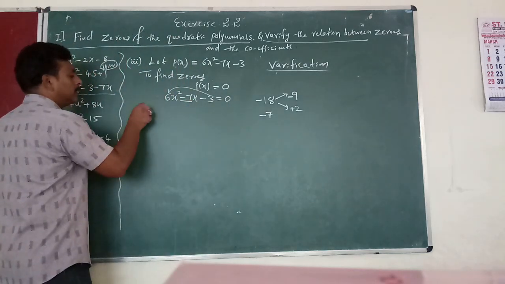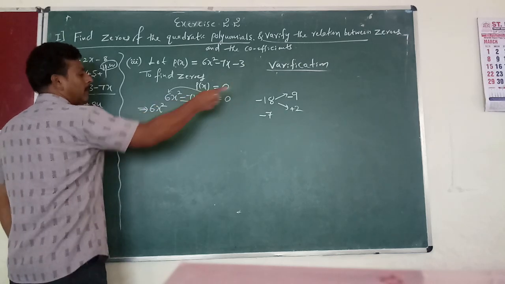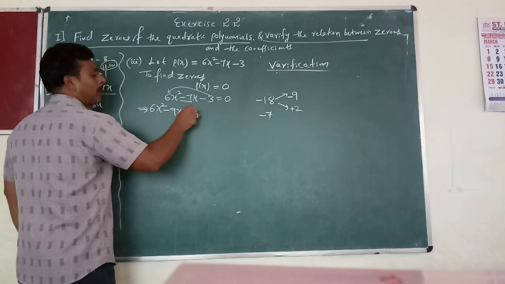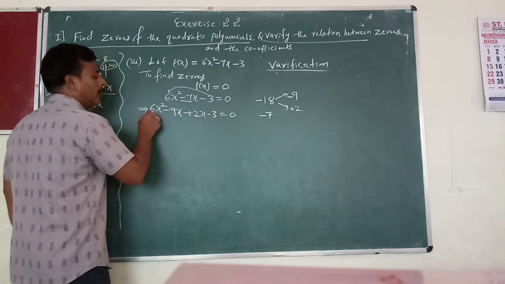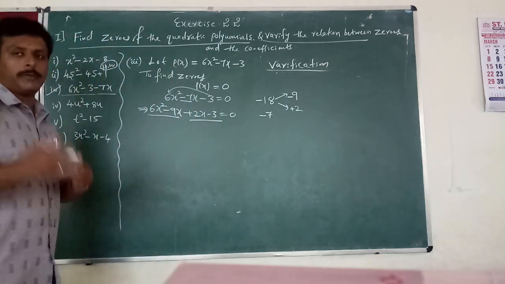Make it 4 terms. This implies 6x square. That term will come here minus 9 with same variable x. Next plus 2 with same variable minus 3 equal to 0. 3 के बदले 4 टर्म हो गए और दो टर्म को कॉमन निकालना है.